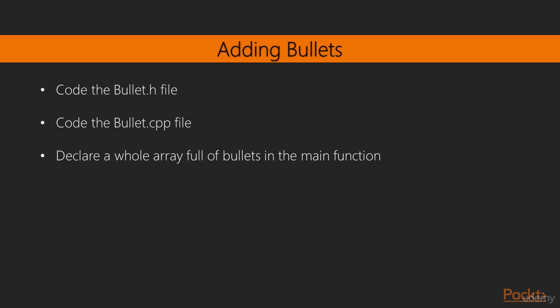First, we code the bullet.h file. This will reveal all the details of the member data and the prototypes for the functions. Next, we will code the bullet.cpp file, which, of course, will contain the definitions for all the functions of the bullet class. As we step through it, I will explain exactly how an object of bullet type will work and be controlled. Finally, we declare a whole array full of bullets in the main function. We will also implement a control scheme for shooting, managing the player's remaining ammo, and reloading. So let's get started with step 1.